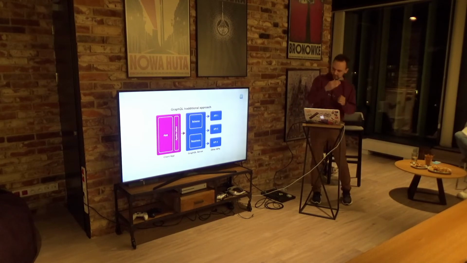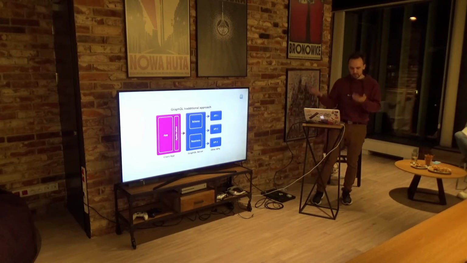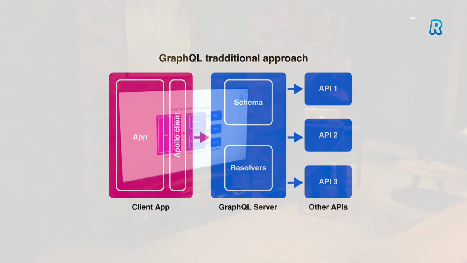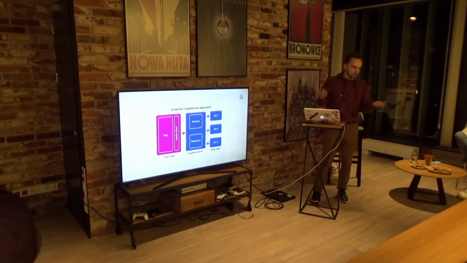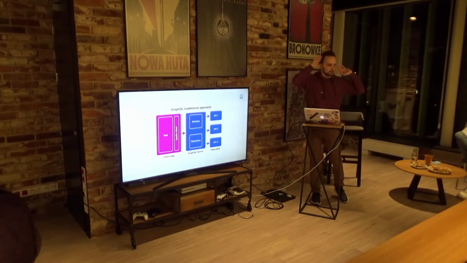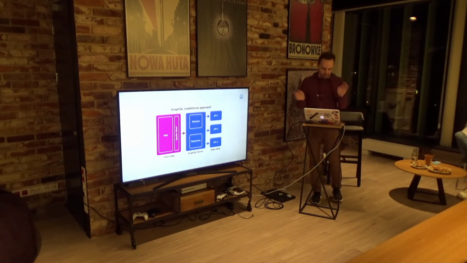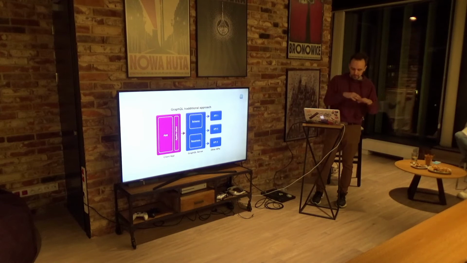So here on the schema is the traditional approach, right? You have your client app with Apollo Client, which is one of the most flexible and cool clients for GraphQL, and then you have a schema and resolvers that communicate with other APIs. They can be GraphQL APIs, REST APIs, RPC, JSON API, all kinds of things. You can just grab it all and make it one nice, beautiful GraphQL.